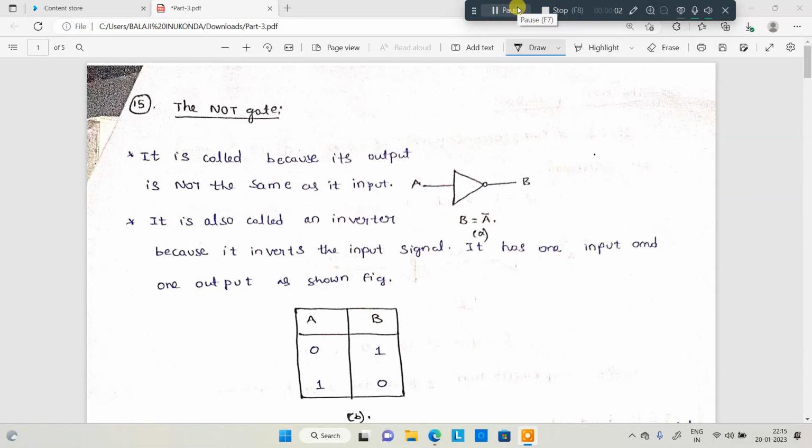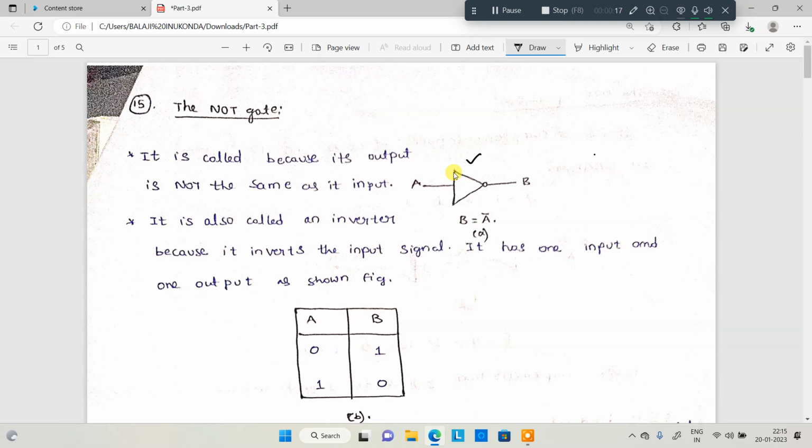Hi everyone. Next we are moving to another part 3 video, lecture number 3: the NOT gate. In this particular case, see, this is the symbol for the NOT gate.